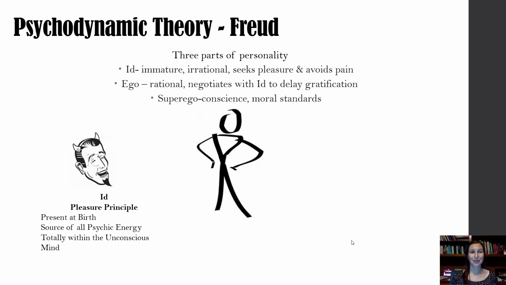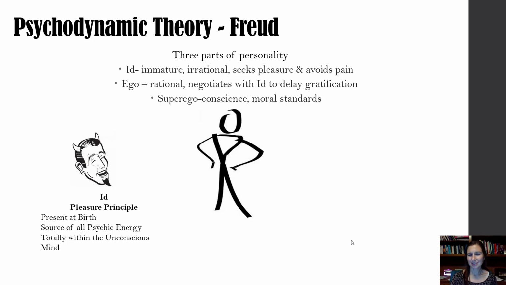So the id is what is present at birth. So when we're first born, our personality solely consists of the id. The id is totally within our unconscious mind, and it works off of the pleasure principle. So the id is immediate, irrational, seeks pleasure, avoids pain, immediate gratification. It wants it, and it wants it now.